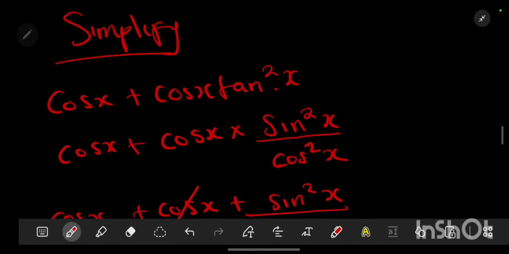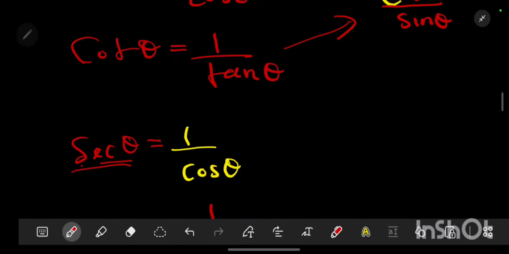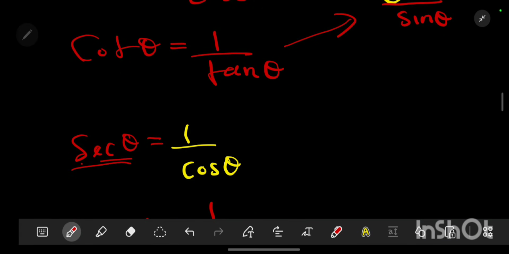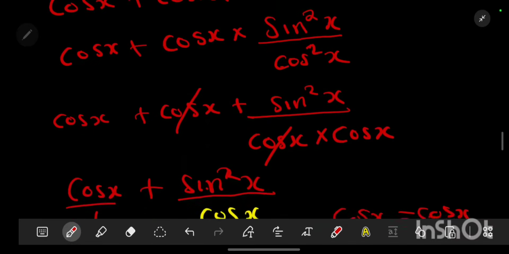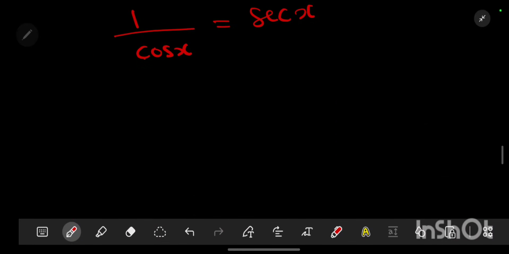So what you can do is that for these identities, you can just write them on plain paper and just stick them in your room to make it easier for you to remember.